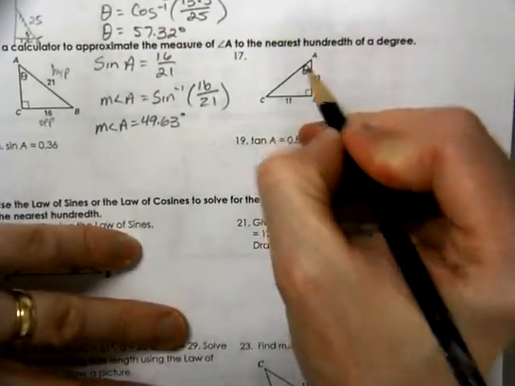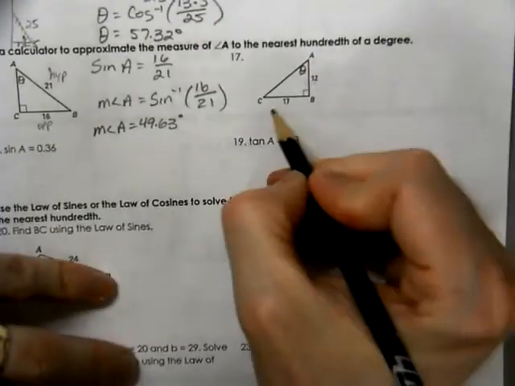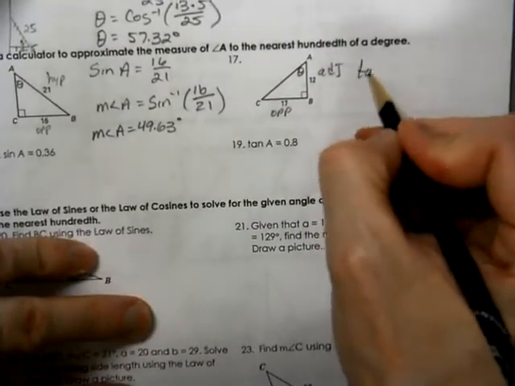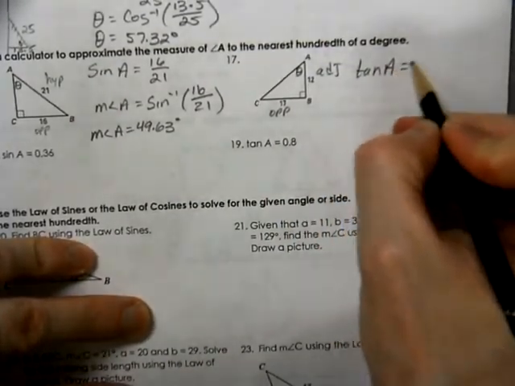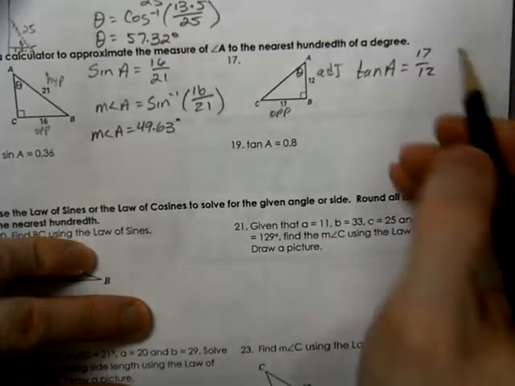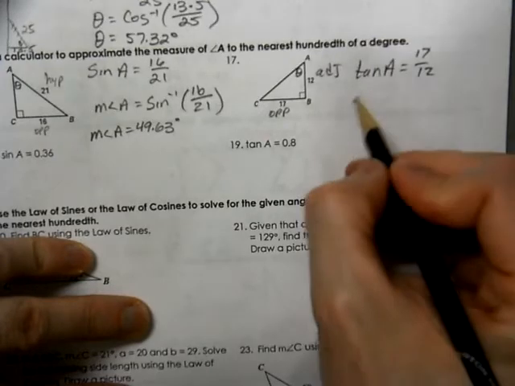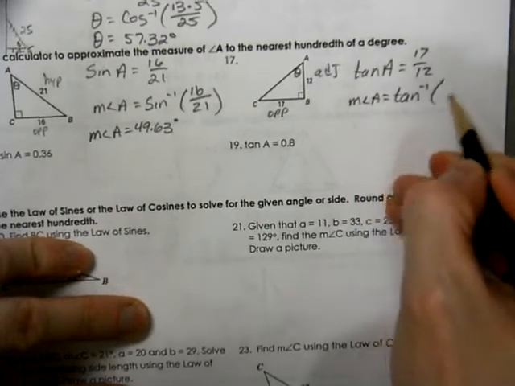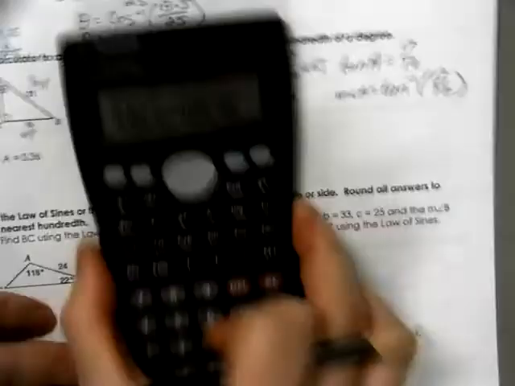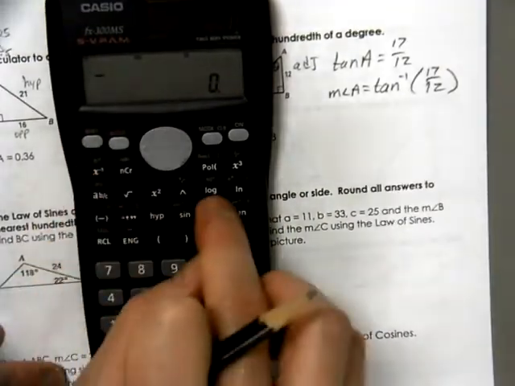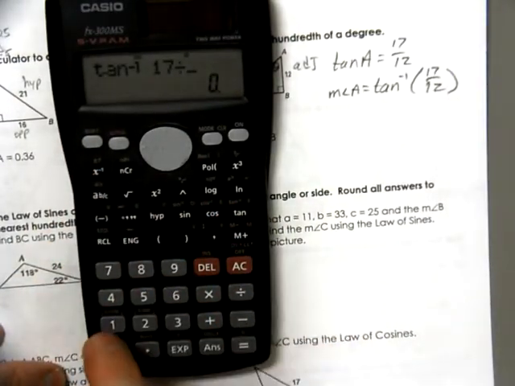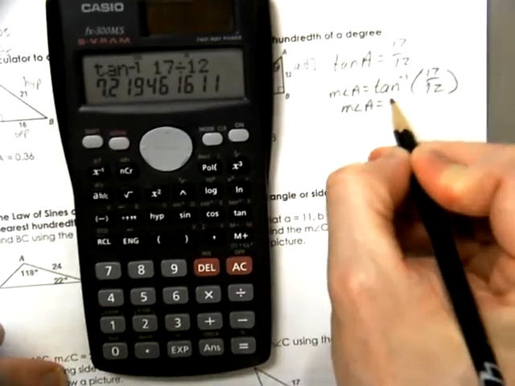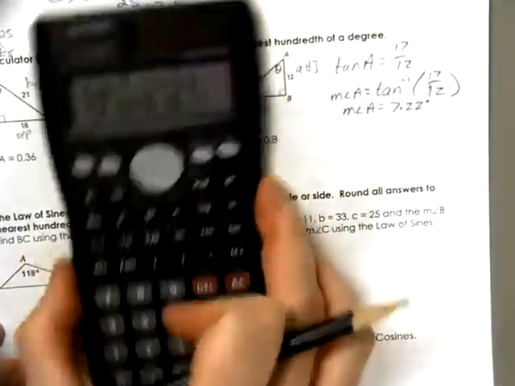In this case, we're looking for the angle. Opposite is across. Adjacent is next to. So we know we're going to use tangent of angle A, 17 over 12. To move the tangent away so the measure of A is all by itself, we use tangent inverse. You must use parentheses. So second tangent, 17 divided by 12, gives us an angle of 7.22 degrees.